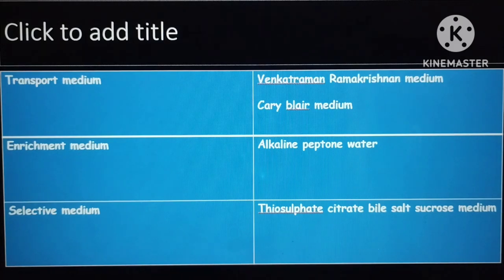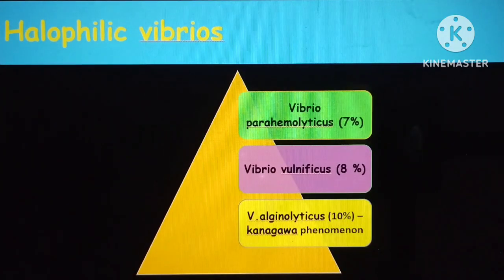So what are the transport media for Vibrio cholerae? It is Venkatraman Ramakrishna medium or Cary-Blair medium. The enrichment medium is alkaline peptone water. The selective medium is thiosulfate citrate bile salt sucrose medium. Here the medium will be green in color, whereas the colonies will be yellow.